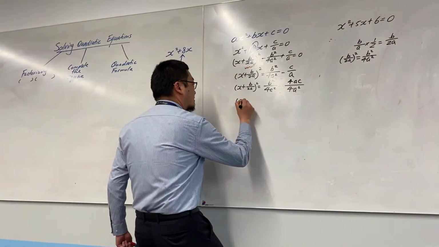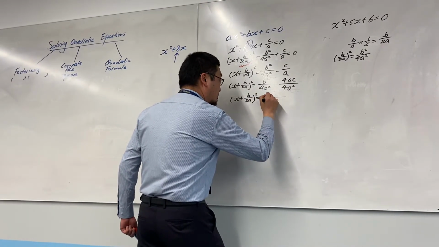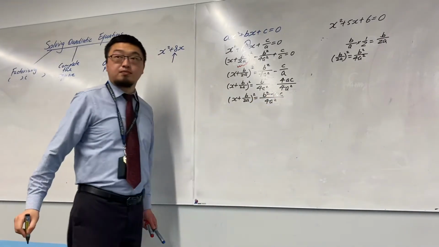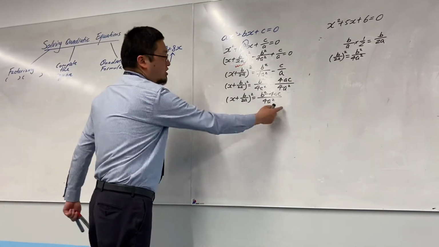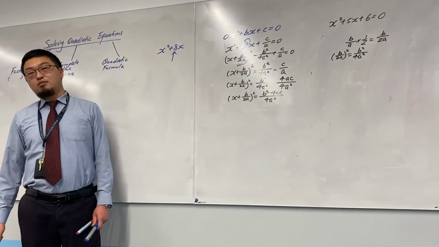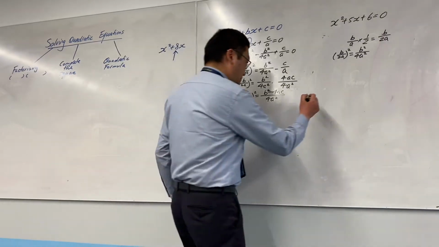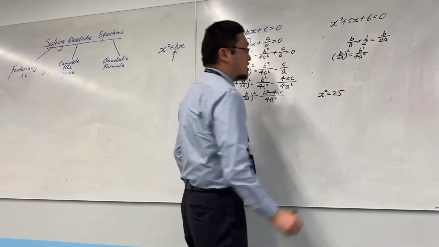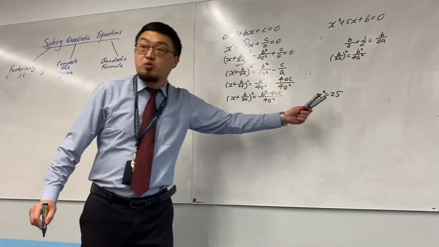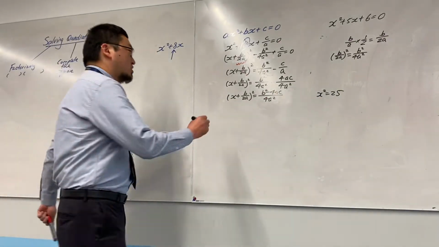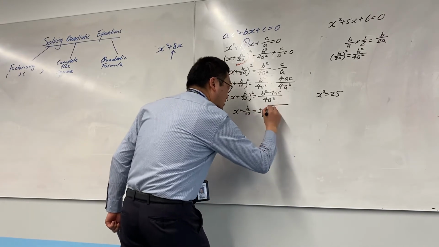Now, on the right-hand side, I've got b squared minus 4ac over 4a squared. Are people happy with that? All it is, denominator the same, I subtract the top. What is this? On the left hand side, you've got something squared equal to that. So when you have this, what do you do? Square root. Plus minus. Plus minus the square root of the right hand side.